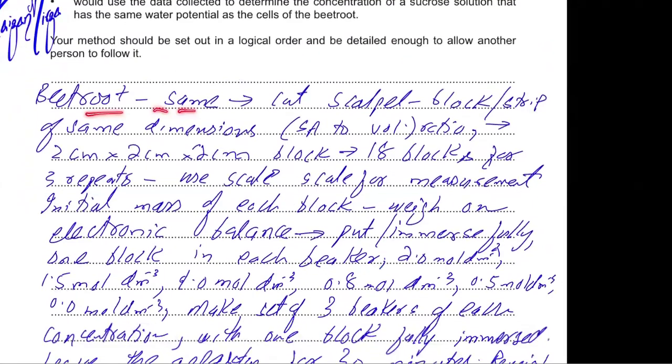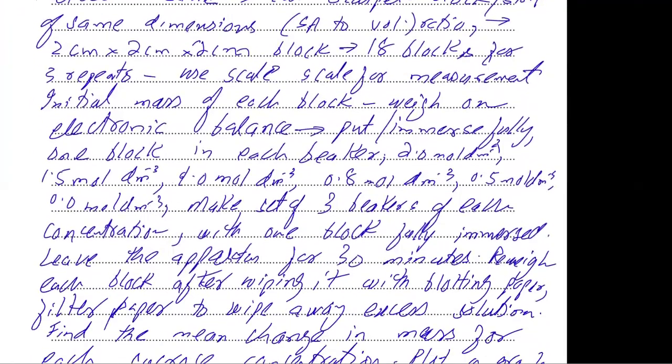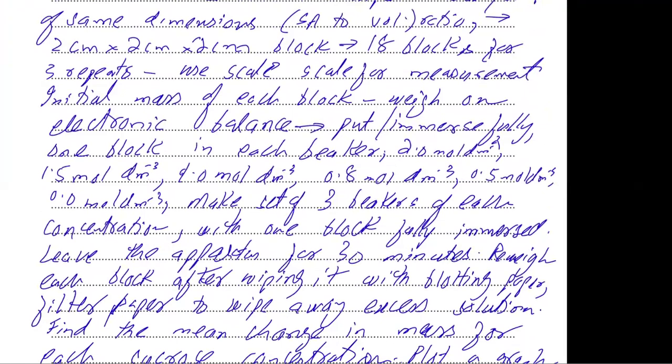For example, the beetroot sample taken is cut with a scalpel into a block or strip, with dimensions of 2 by 2 by 2 each, to keep the surface area to volume ratio constant. For instance, I'm taking 18 blocks in all. I need 3 repeats, so I'll use a scale for measurement. I'll measure the mass of each block initially. I weigh them on an electronic balance, and then I immerse one block in each beaker, at 2 mole per dm cube, 1.5 mole per dm cube and so on. I make a set of 3 beakers for each particular concentration with one block fully immersed.